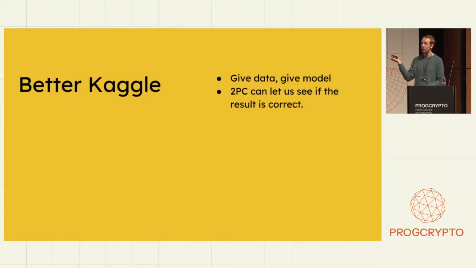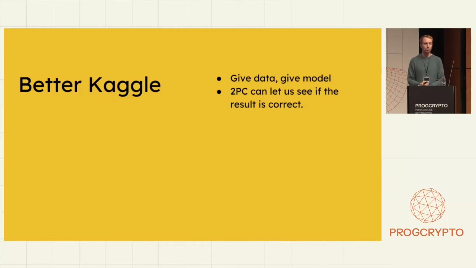Another example of what we can do is we could do a 2PC Kaggle. So basically Kaggle is this website where you enter into machine learning competitions. Someone publishes a problem with some data and you can train with that data to try and do well in that competition. Once you finish, you publish your model and they publish a testing set and they just test your model against the testing set and then they decide who wins.